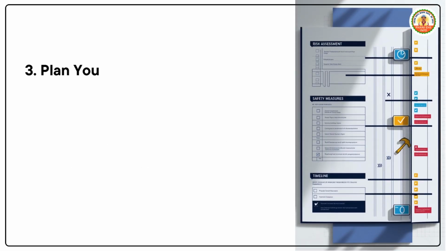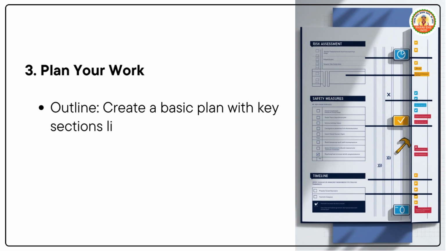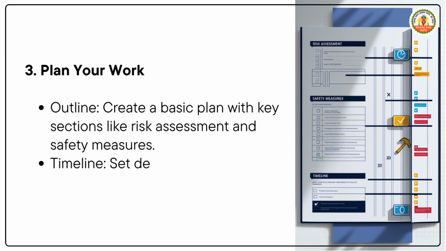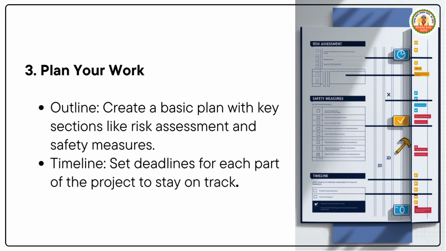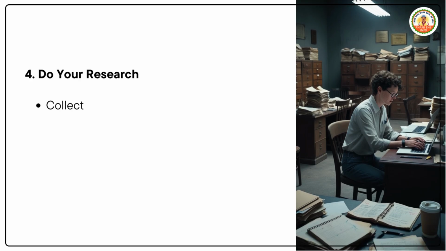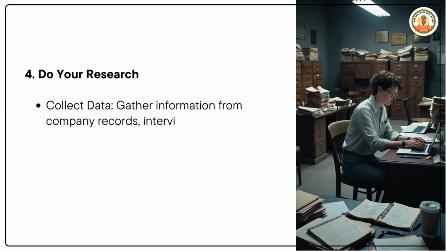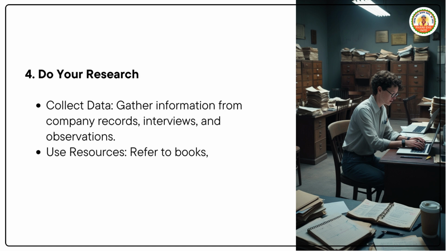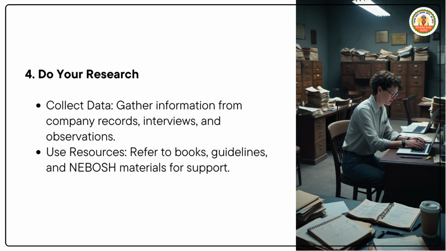3. Plan your work. Outline. Create a basic plan with key sections like risk assessment and safety measures. Timeline. Set deadlines for each part of the project to stay on track. 4. Do your research. Collect data, gather information from company records, interviews, and observations. Use resources, refer to books, guidelines, and NEBOSH materials for support.